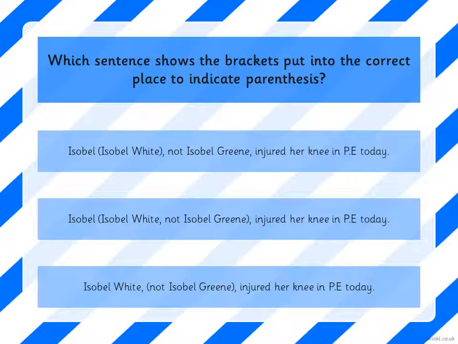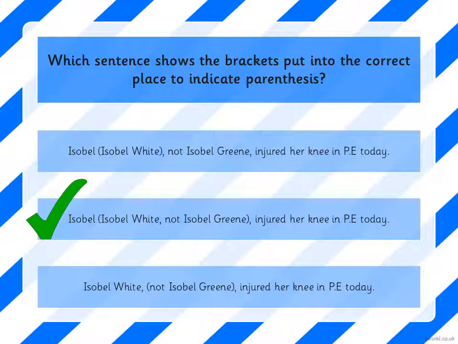So here again we have 3 options, all about Isabel White, not Isabel Green. Have a look at these 3 options, pause the screen, have a read of them, and then write down the one that you think is correct with the brackets in the right place. If you wrote this one, the middle one, you are correct. So I'm going to tell you why. Let's go for this one that is correct first.